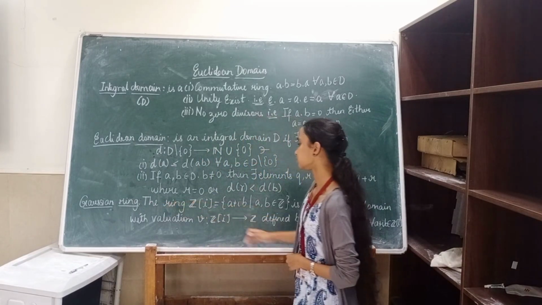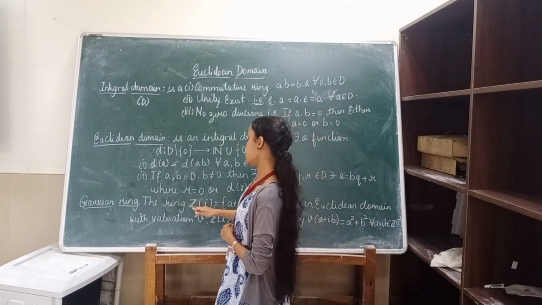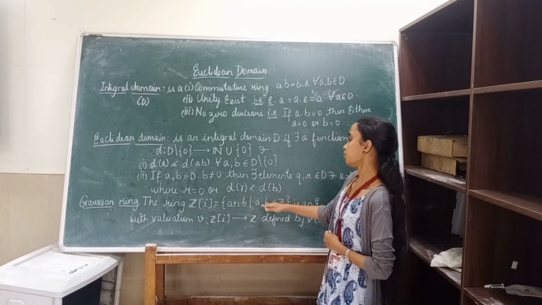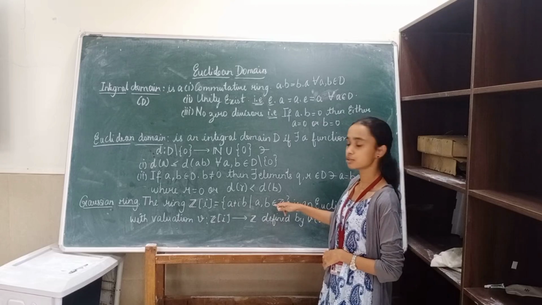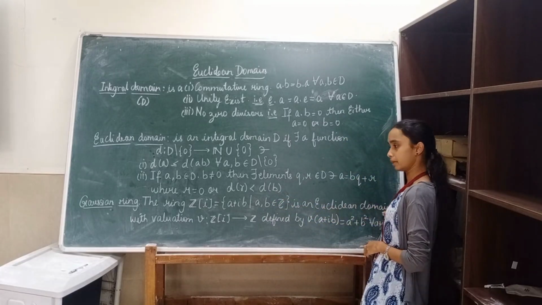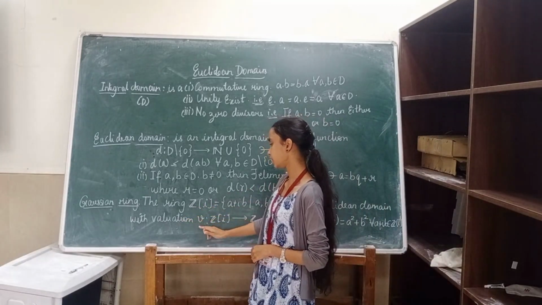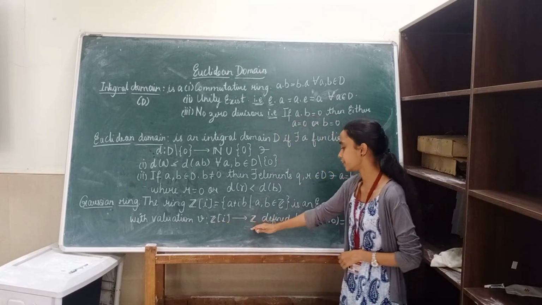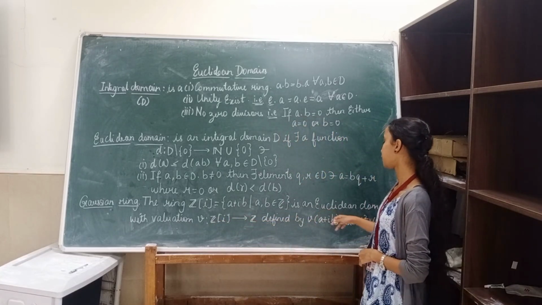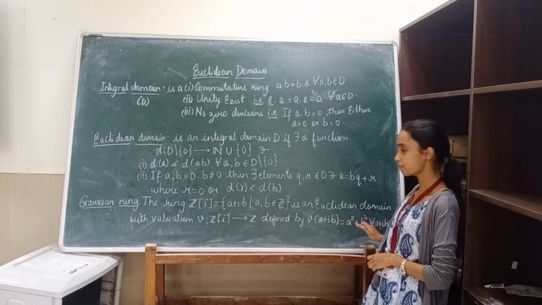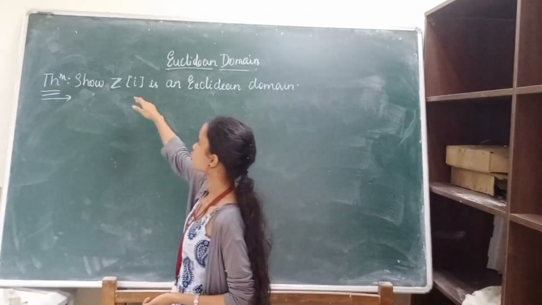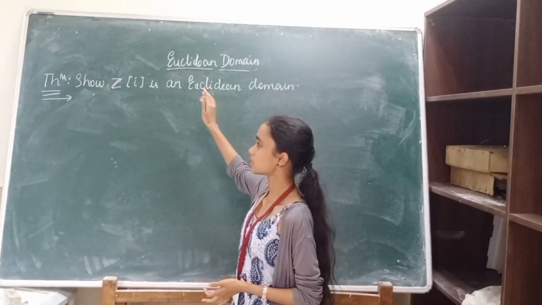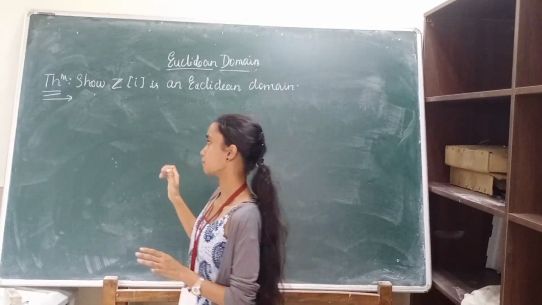The Gaussian ring is the ring Z[i], which is equal to {A plus iota B, for A and B belonging to Z}. It is a Euclidean domain with valuation V, which goes from the Gaussian ring Z[i] to the set of integers defined by V(A plus iota B) equal to A square plus B square. The ring of Gaussian integers is a Euclidean domain. So before proving this, we have to define a function V.